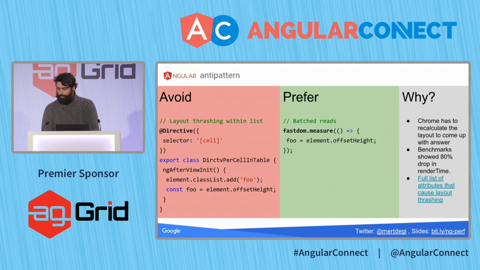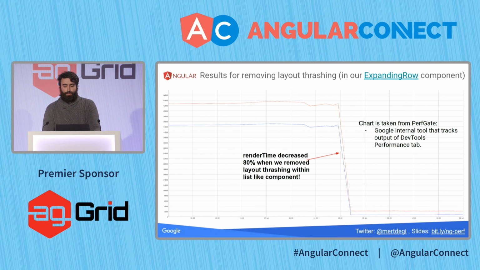Thought this might be useful to share. So for example, in our expanding row component, which is just a bunch of rows on a page, and then when you click on one of them, it expands, but collapses the previous ones. Turns out we had layout thrashing, and when we fixed that at render time, turns out that 80% of the render time was just Chrome trying to recalculate the layout. So that's how we got the improvement, by removing the layout thrashing in a child component.